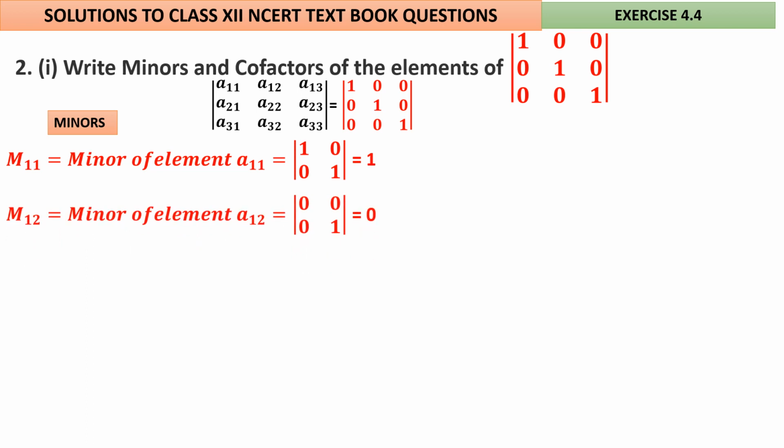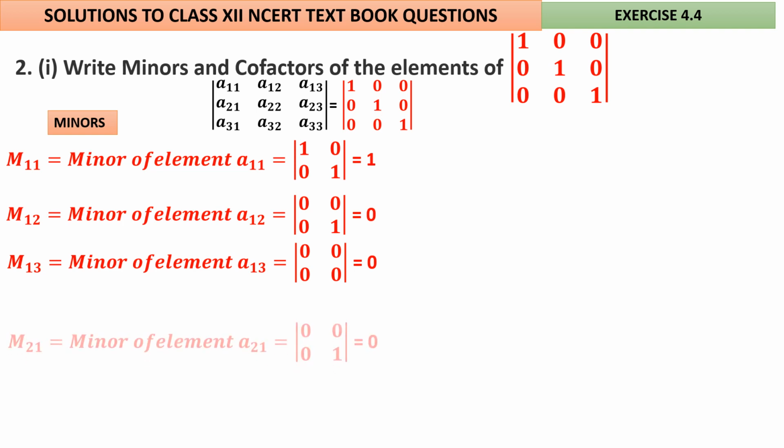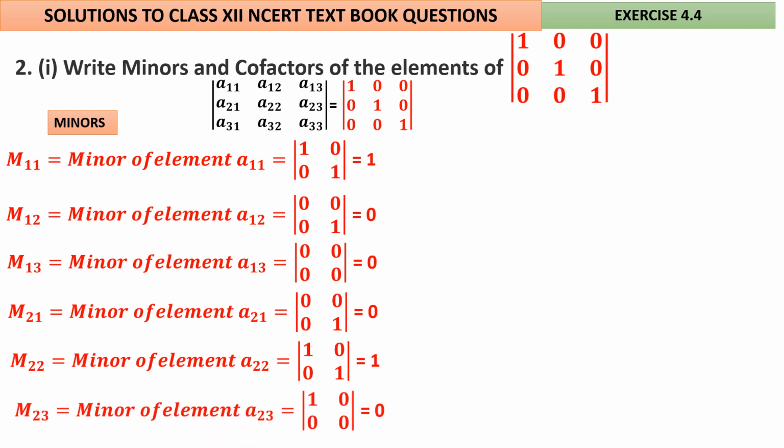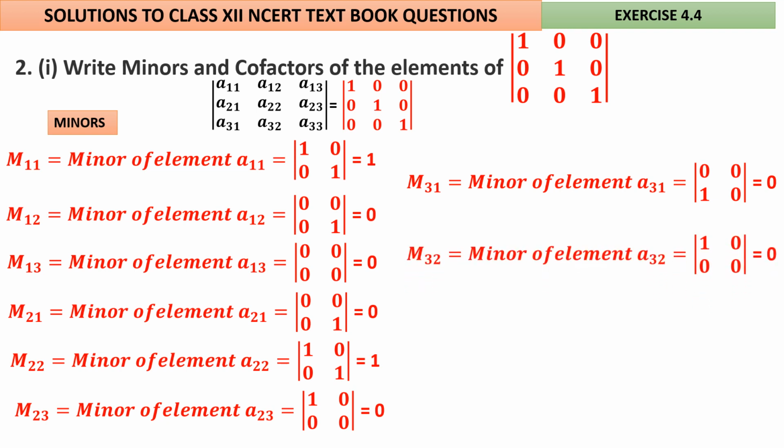For M12, the answer is 0. M13, the answer is 0. Let us come to the elements in the second row. M21, the determinant 1, 1, 0, 1 gives 0. M22, it will be 1. M23, it will be 0. And M31, the third row elements, the minor is a 2 cross 2 determinant 0, 0, 1, 0, therefore 0. M32, 1, 0, 0, 0, therefore 0. Then M33, minor of the element A33, 1, 0, 0, 1, gives 1.